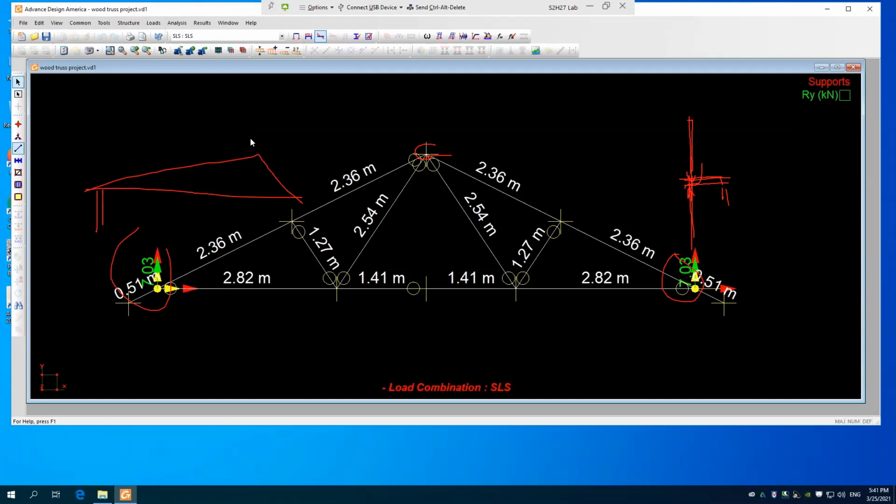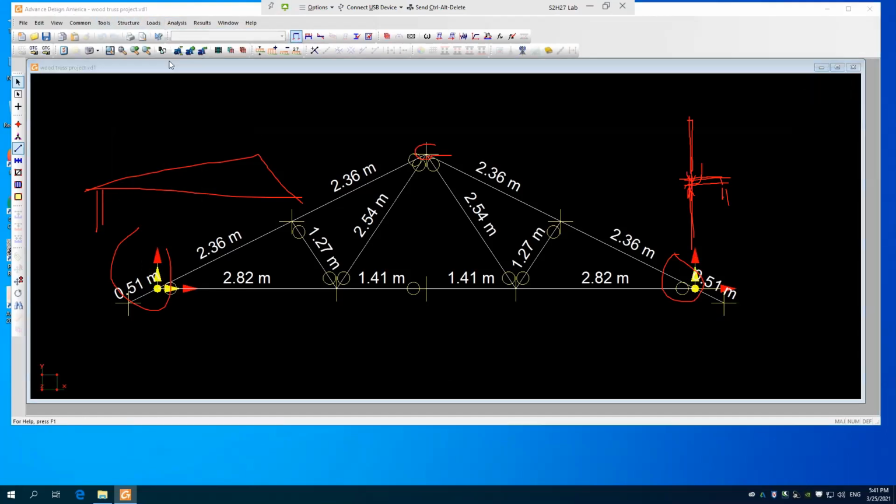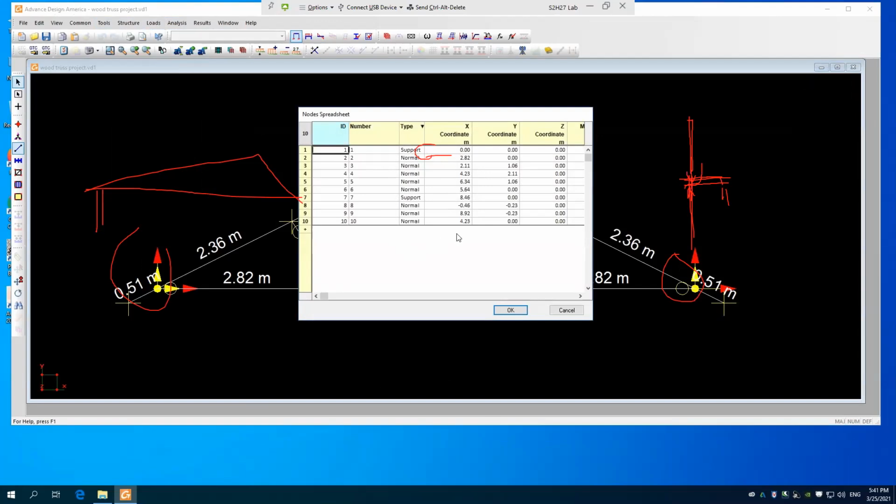But no, do you want to see the node? Yeah, I want to see your nodes. First of all, you have to be on structures. Yeah, structures node. Just your highest node. What do you have for Y? The highest Y. It's in meters, right? So you got 2.11 meters.